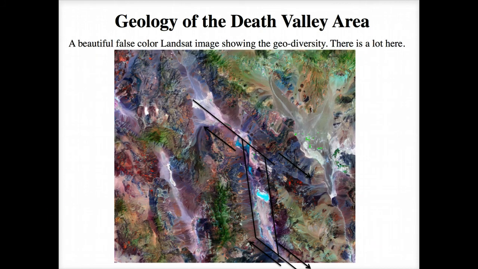Here's a beautiful false color Landsat image of the Death Valley area and surrounding parts. There, I've superimposed the same pull-apart basin with the right lateral strike slip faults to sort of put it in perspective for you. There's the western side with all of these alluvial fans. There's the eastern side, and these are the turtlebacks.